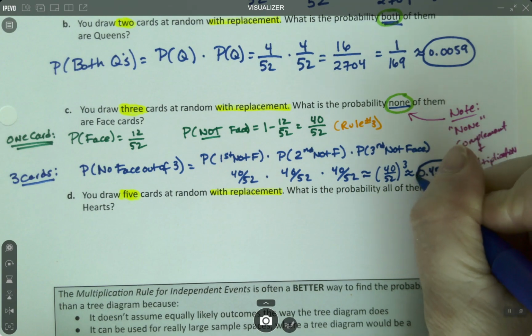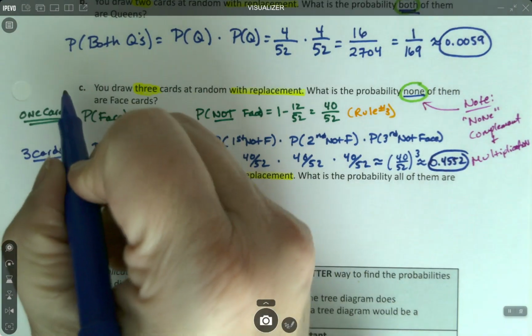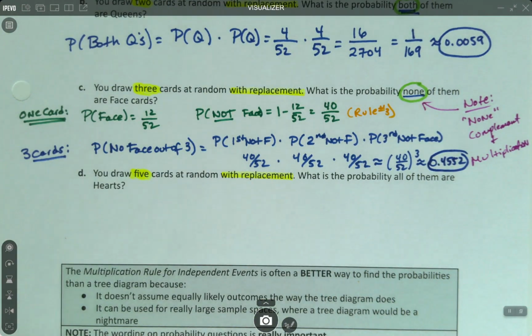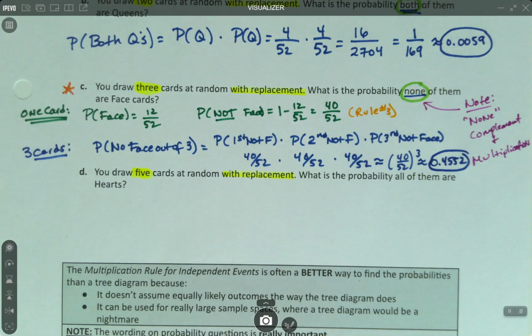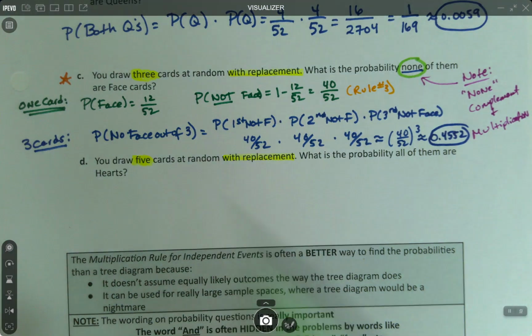0.4552. I just squeezed it in there. That's one of the harder ones, so you might want to star it. None is actually deceptively difficult. You would think none would be easy, but it's not. All is actually pretty easy.